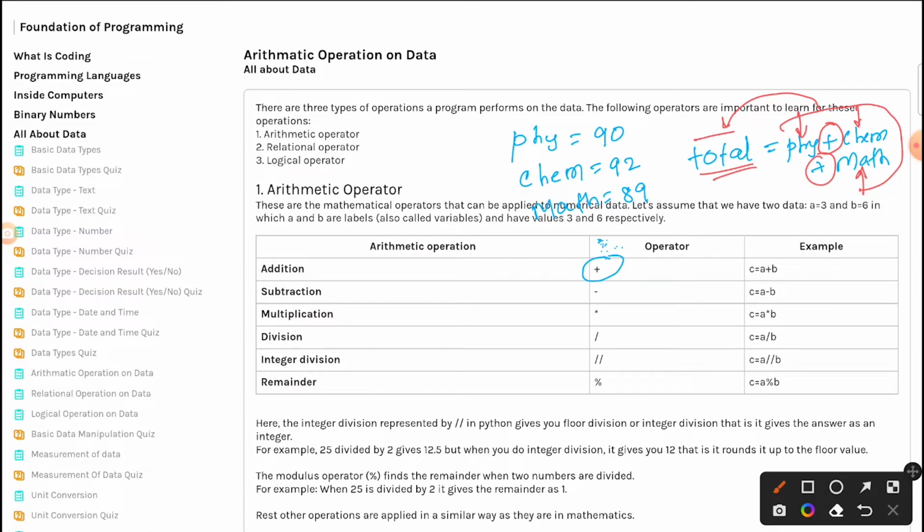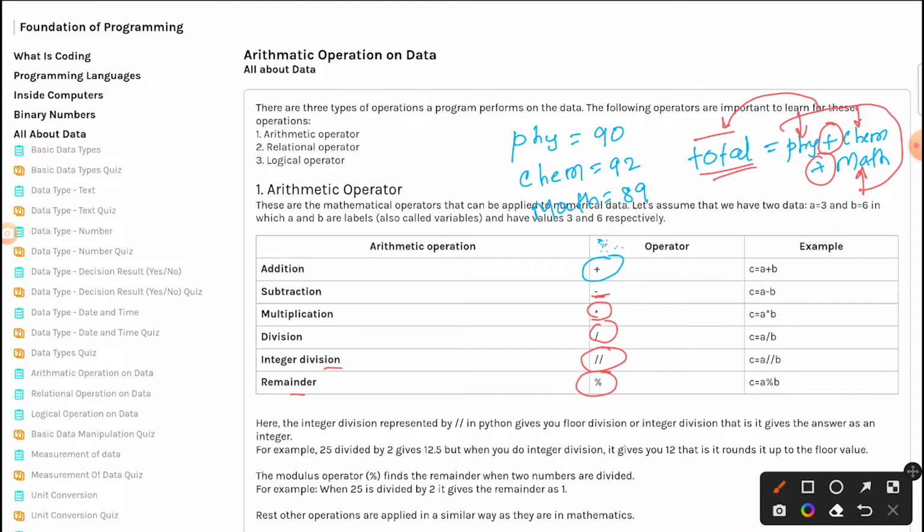Similarly, you can perform subtraction operation using minus sign. The multiplication is using an asterisk, and the division is performed using one single forward slash. The integer division is performed using two forward slashes, and remainder is done using percentage symbol. Now this is pretty much in almost all the programming languages. Some programming languages may have a different operator for division or integer division or even remainder, but in general this is what you will find.